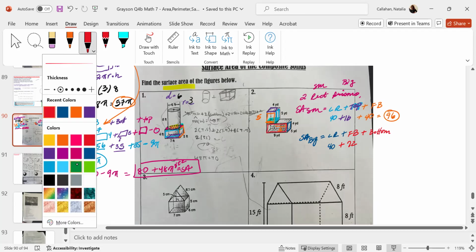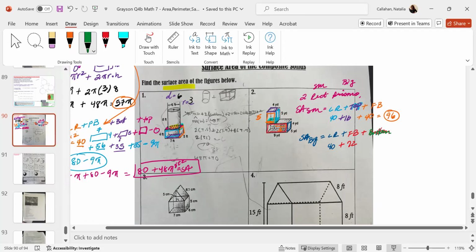What are the two numbers for the bottom? 9 and 5. Which is 45. Plus, now here's the weird part. This is part of the top, right? Part of the top is just this part right there, right? So what two numbers can I use for that part? This part right here and this part right here. Do you see that? What is this part right here? 5. What's this part right here? It's also 5 because it's 9 minus 4. Do you see that? So that's 25. Now add everything together.